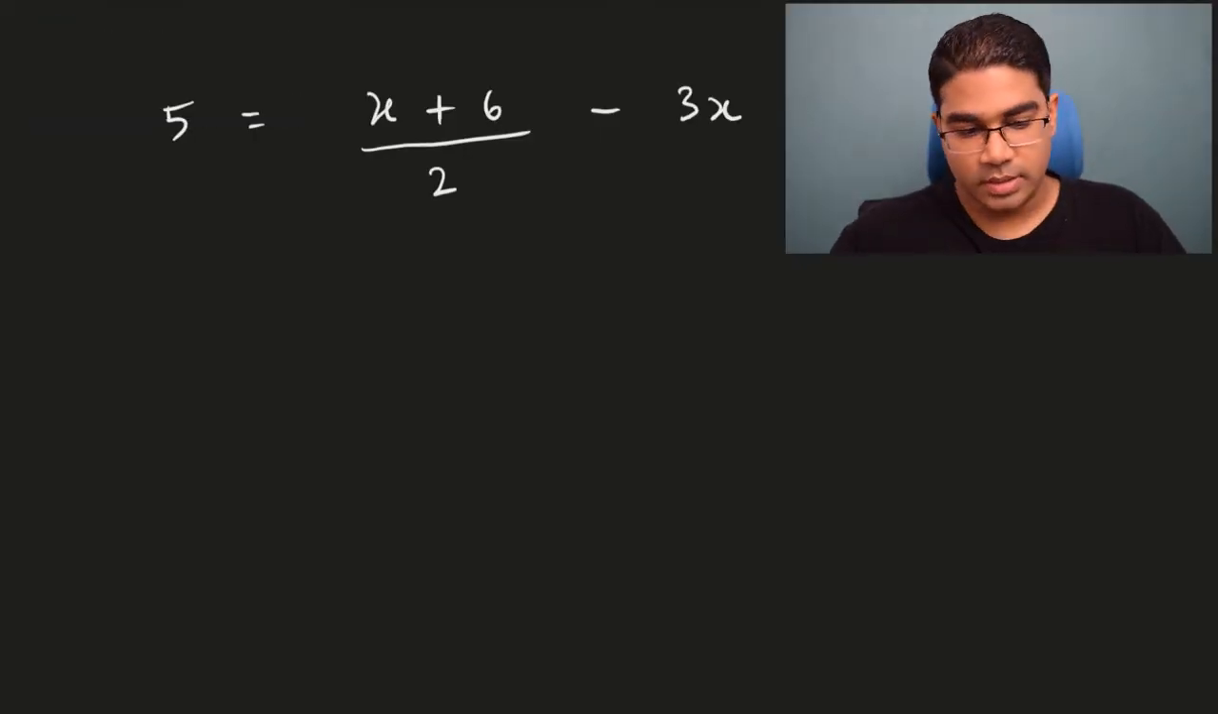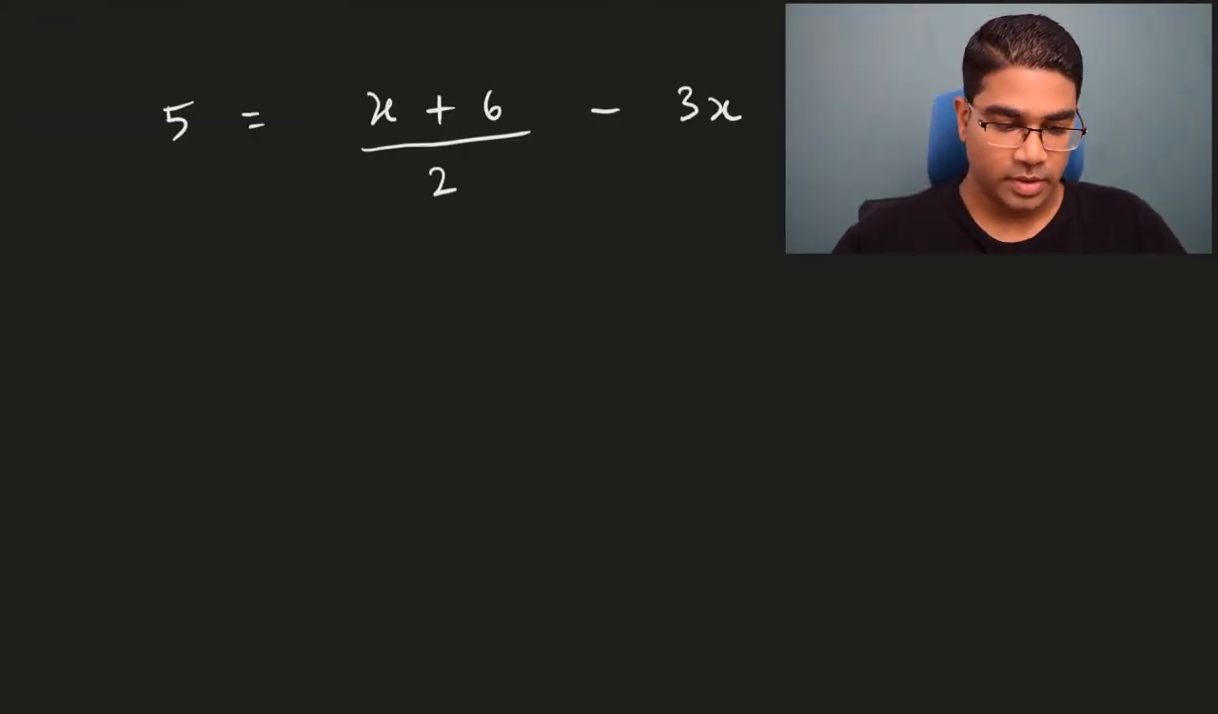So let's look at this equation. This is a basic equation. We have one variable, we have x. So 5 is equals to x plus 6 over 2 minus 3x.